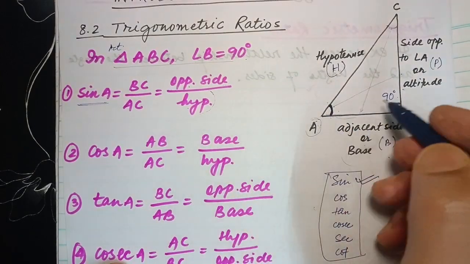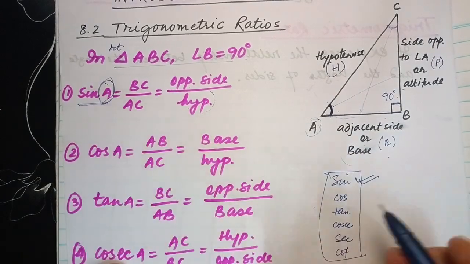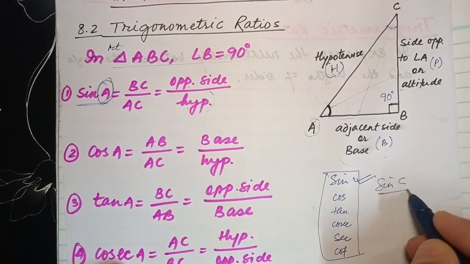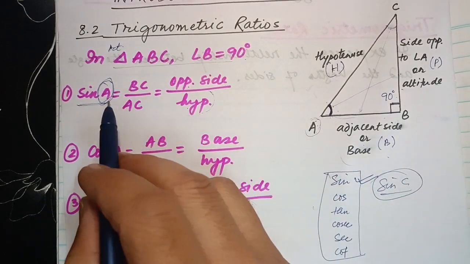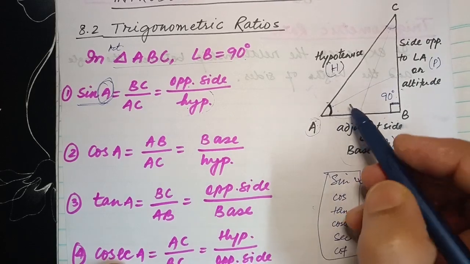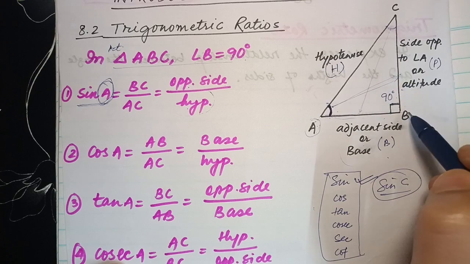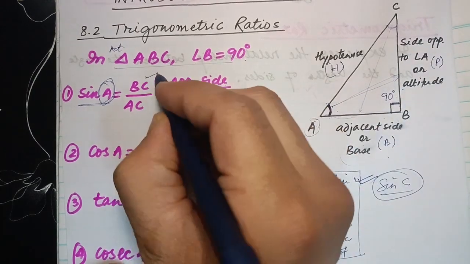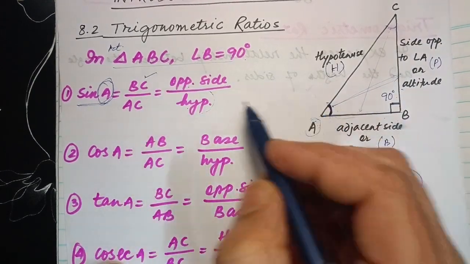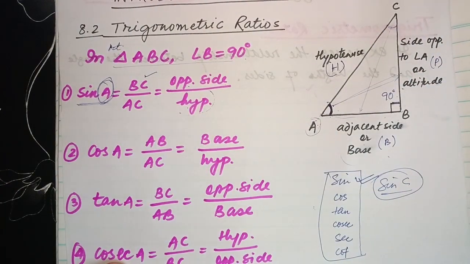So opposite side, what is your opposite side to angle A? You have to see the main angle. If I write sine C, we will take something different, but here I am talking about sine of angle A, this one. Then the opposite side will become which side? This will be the opposite side. Which side? BC. So this is our BC, and then there will be the hypotenuse. This is the hypotenuse. So sine ratio means opposite side by hypotenuse.